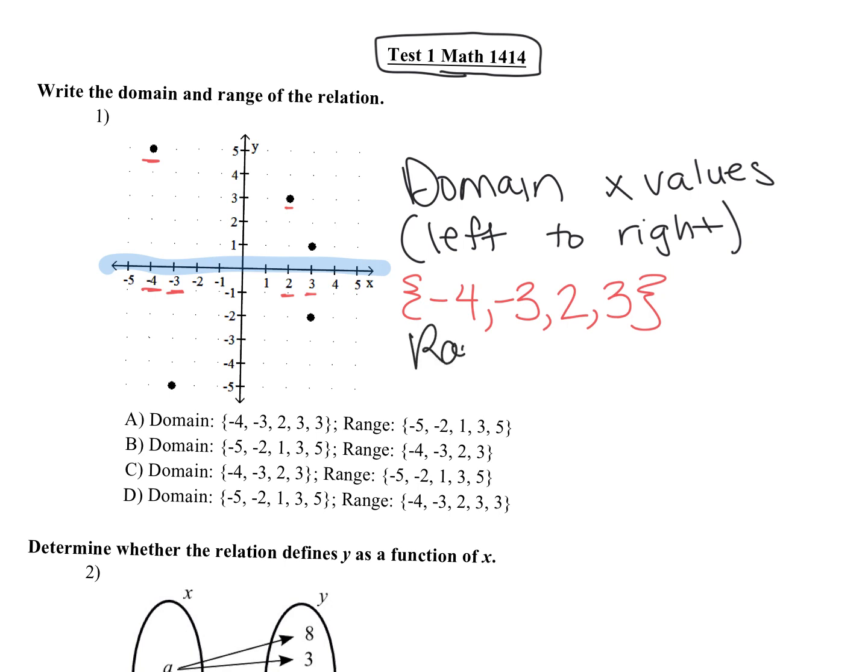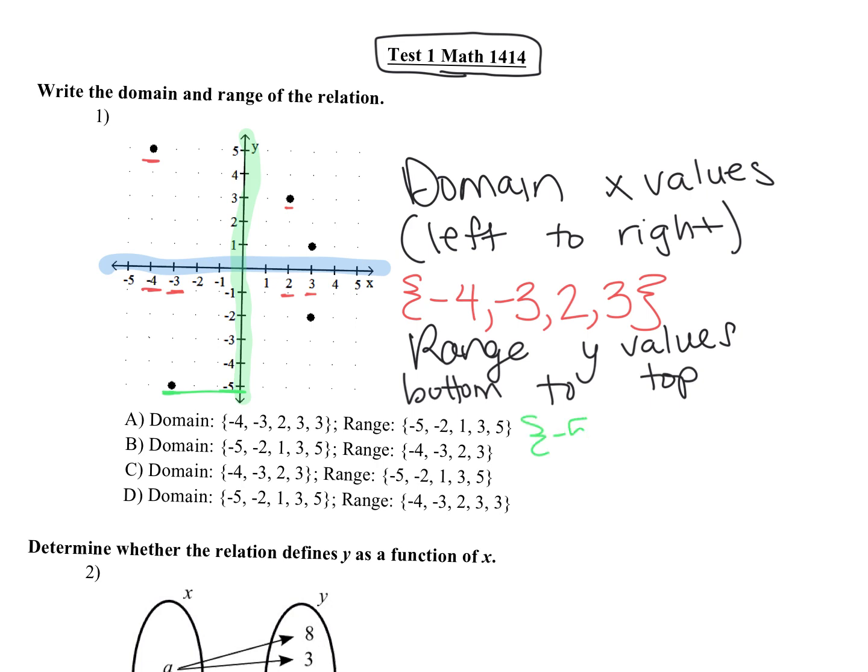Now the range are our y values, and so we're talking about the y-axis, which I'll highlight in green. This is the y-axis, and we go from bottom to top. The lowest point of my graph is right here, so that'd be -5, and then it looks like -2 and 1. This ordered pair is at 3, and this ordered pair is at 5. Now I just have to figure out which one that matches.